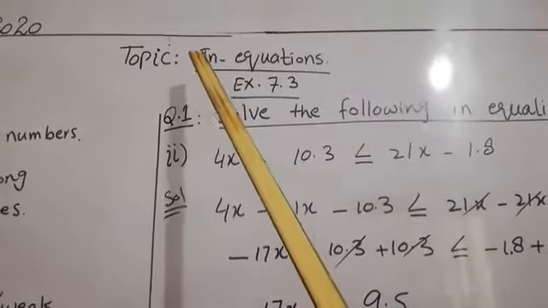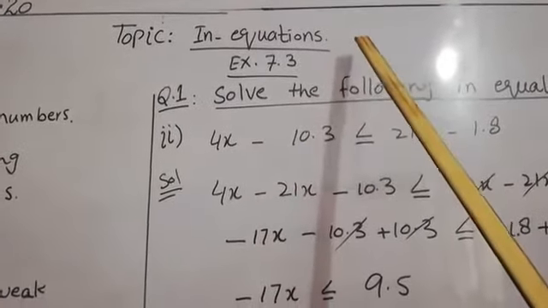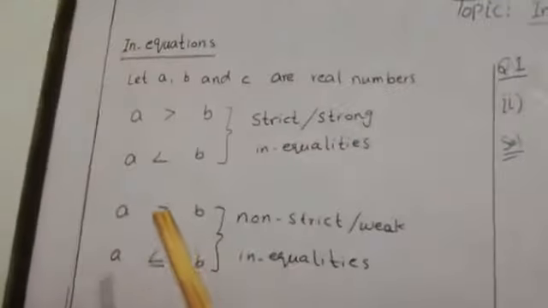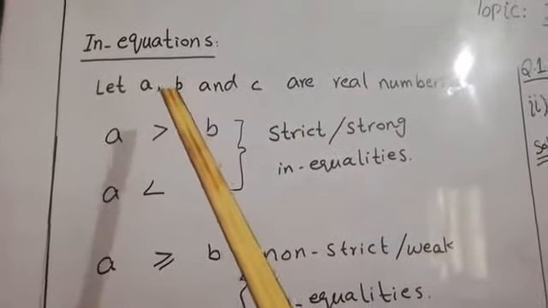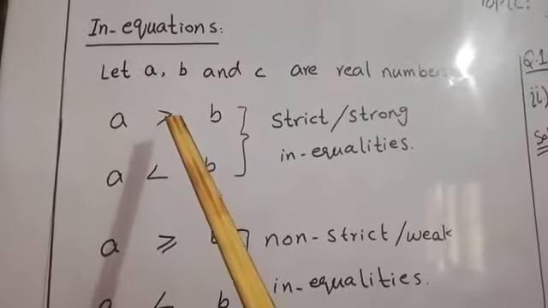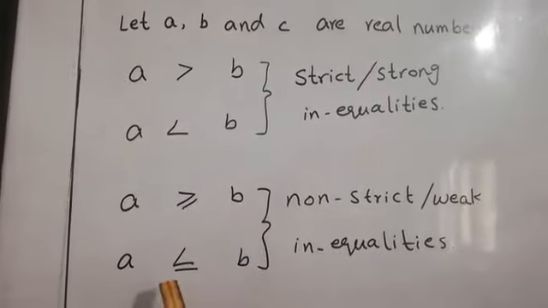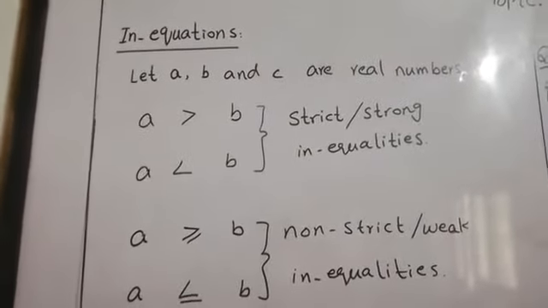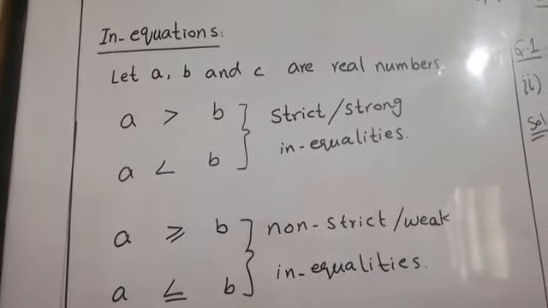Today we will discuss inequations, exercise 7.3 from the Punjab Textbook Board, Bahawalpur Board, class 9th. My dear students, inequations are the type in which we use the comparison signs less than, greater than, less than or equal to, or greater than or equal to. Whenever you know that there are 6 comparison signs, actually there are 3 comparison signs: equal, greater than or less than, but greater than or equal to and less than or equal to are also used.